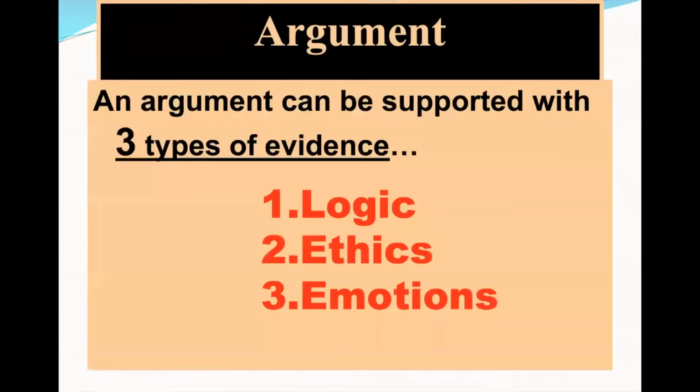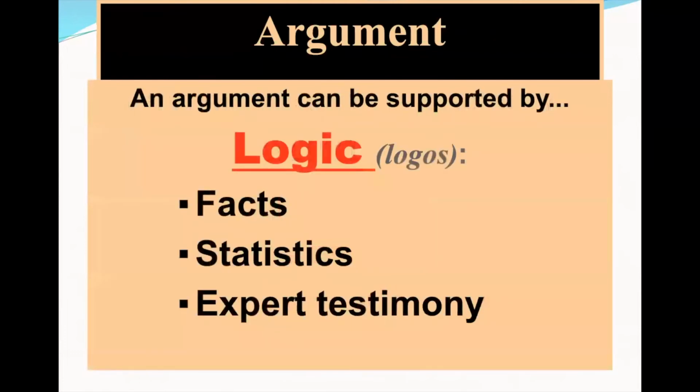And in gathering information or evidence for your arguments, you have to consider these types of evidence: logic, ethics, and emotions. Then from the word logic, it means logos, and this is the science of correct thinking. And these are the pieces of evidence that you can use to support your argument. So the first, we have the use of facts, statistics, and expert testimony. That's for logic.